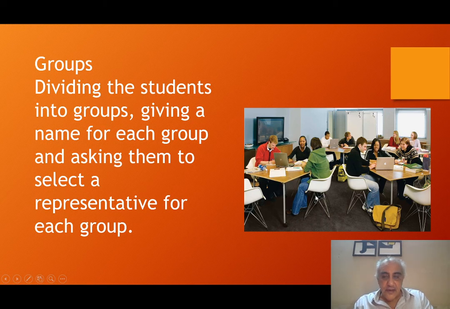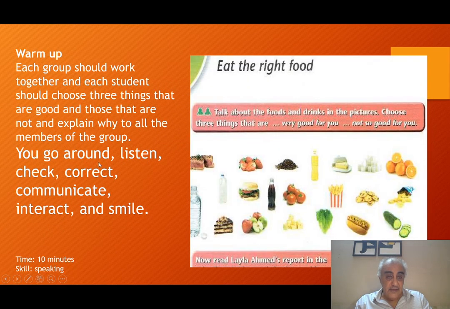Now, don't spend so much time with one group and neglect the other. Be careful. Try to divide your time watching all the groups by going around and seeing whether everything is going all right. Okay? So listen, check, correct, communicate, interact, and smile.